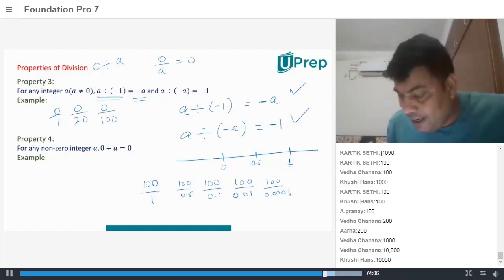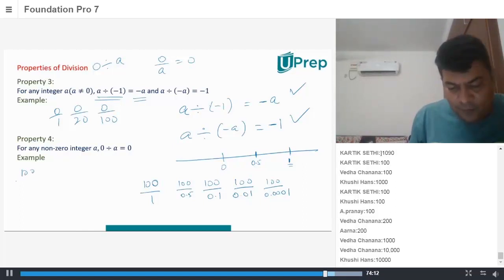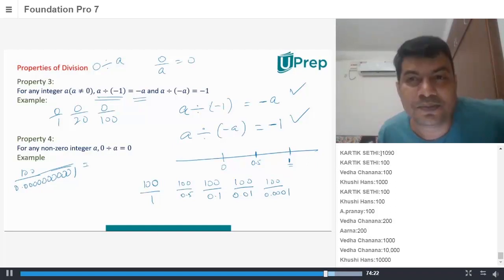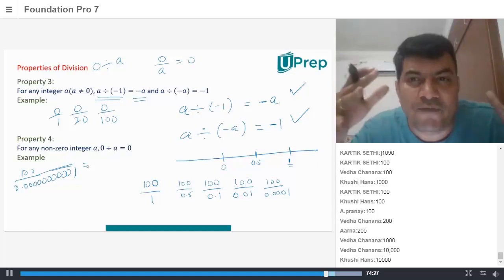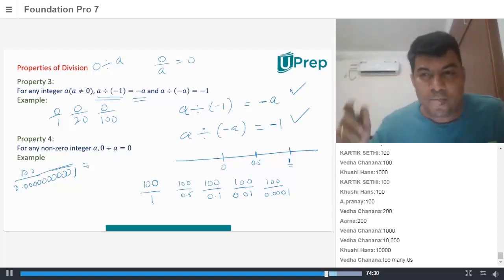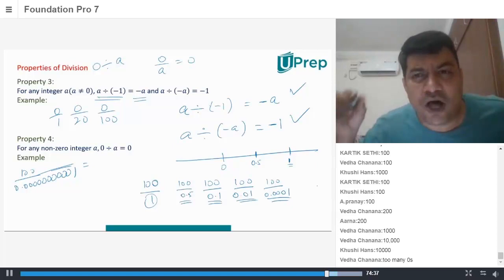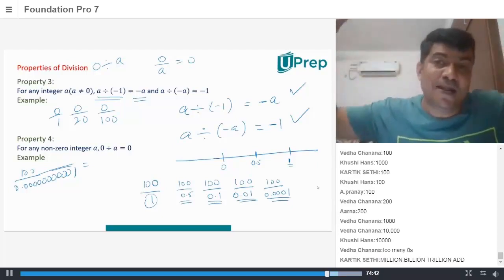Now tell me, if it is 100 divided by 0.00000000001, what will be the answer? That will be a very big number, 1 and 12 zeros. So when your denominator is becoming smaller and smaller and smaller and becomes 0, you will get an infinitely big number.